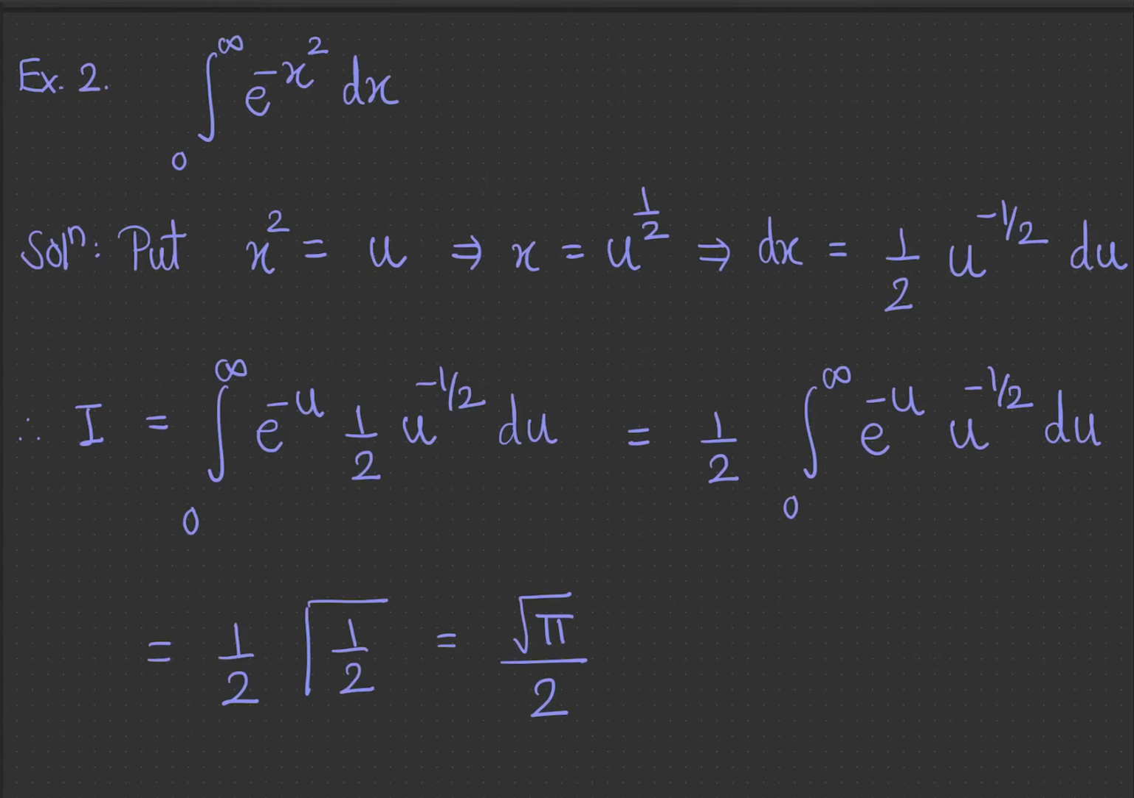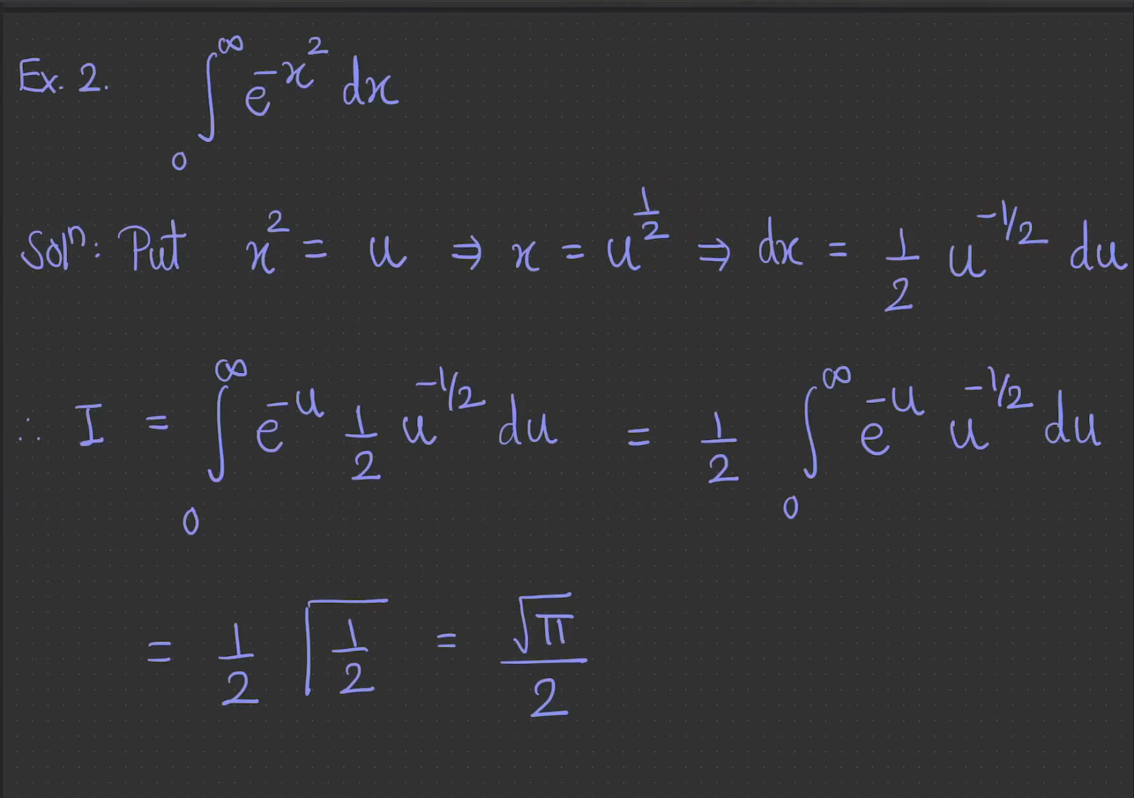Now the next example is integration 0 to infinity e raised to minus x square dx. Again here we see that in the exponent term the term is minus x square. So we will replace x square by u, that is we will put x square equal to u, that is x equal to u raised to 1 by 2. Taking derivative on both sides, we get dx is equal to the derivative of u raised to 1 by 2, that is 1 by 2 u raised to 1 by 2 minus 1, that is minus 1 by 2, du.